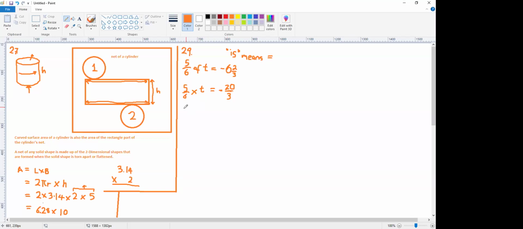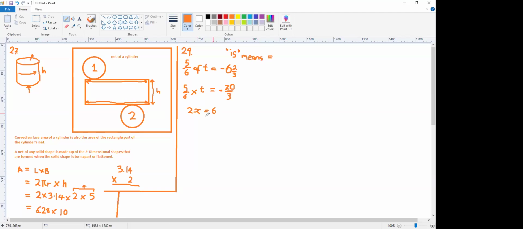Now let me ask people a question. If I had this in a question, 2x equals 6, and they ask me to find x, what will I do to both sides?